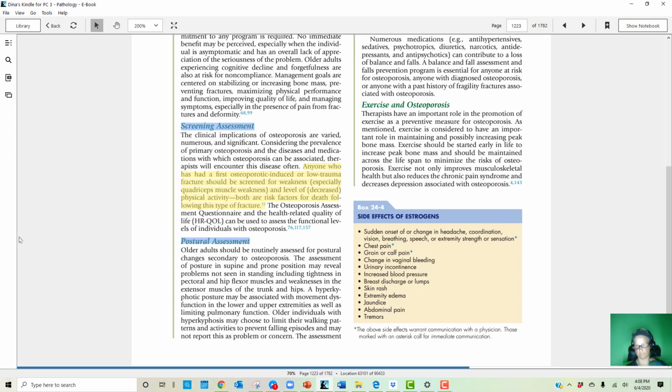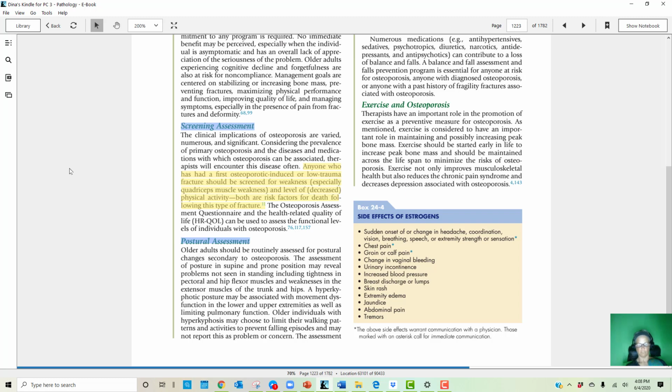Postural assessment. Older adults should be routinely assessed for postural changes secondary to osteoporosis. The assessment of posture in supine and prone position may reveal problems not seen in standing, including tightness in pectoral and hip flexor muscles and weaknesses in the extensor muscles of the trunk and hips.